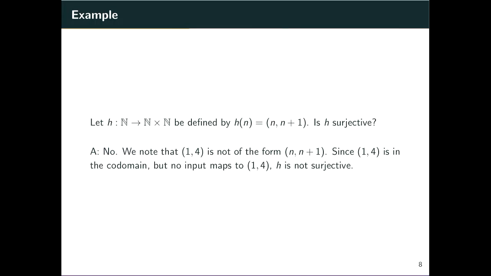So there's heaps of choices, but a simple one is (1, 4). You can't write this in the form (n, n+1). And since (1, 4) is inside this set, and there's no element that maps to (1, 4), we can say that h is not surjective. So I guess this example is a little bit tricky because maybe you're not used to working with Cartesian products much, but remember this set, N times N, is like all of the ordered pairs of natural numbers.